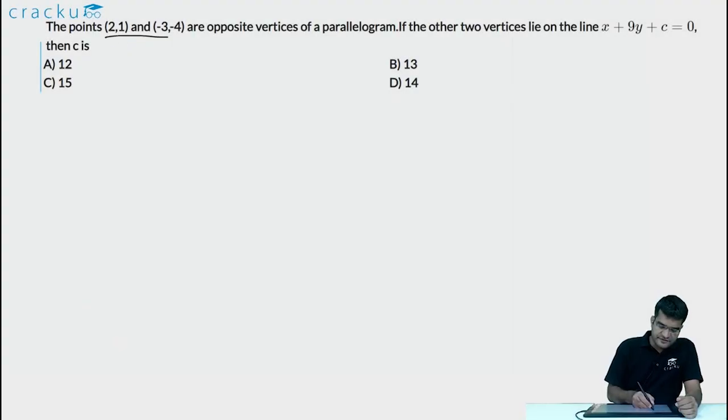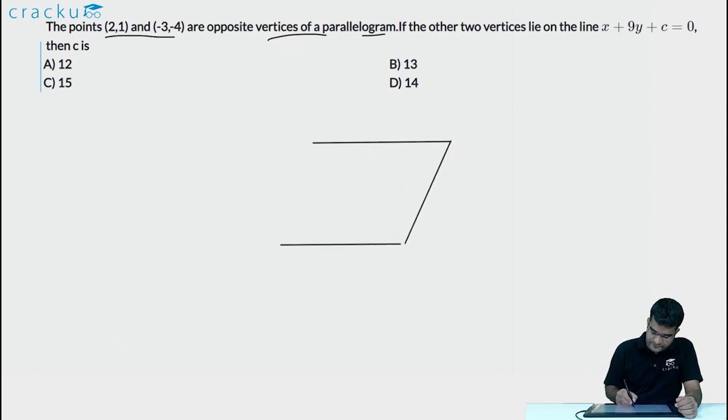In this question, we are given 2 points, (2, 1) and (-3, -4), and we are told that these are opposite vertices of a parallelogram. So in a parallelogram, the opposite sides are parallel to each other. So this is a parallelogram, and we have been given one set of opposite vertices. We are told that this is (2, 1) and this is (-3, -4).